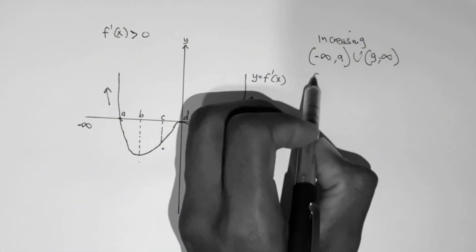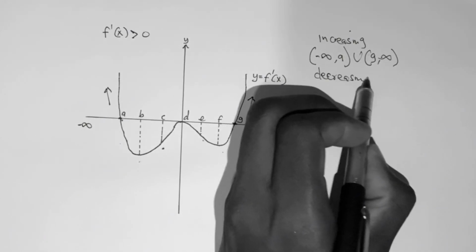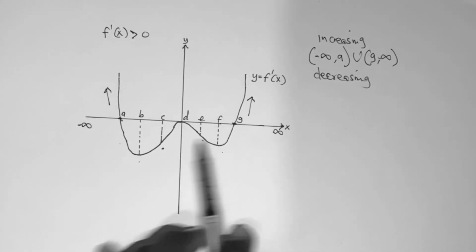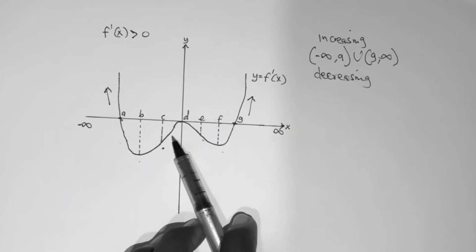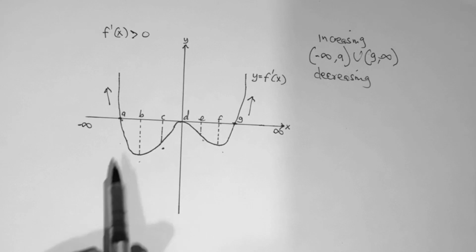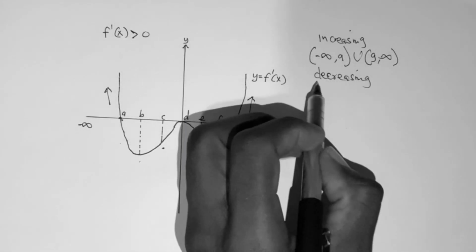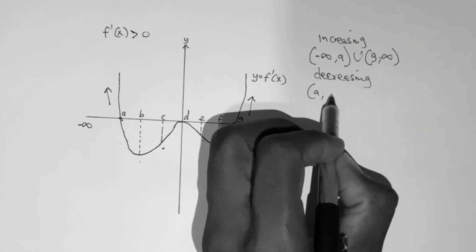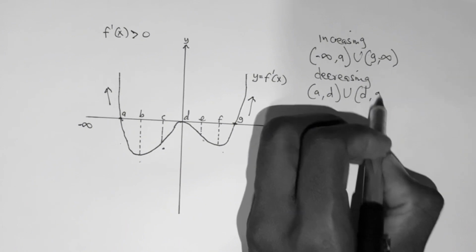Now let's talk about the region in which it is decreasing. So everything below the graph is the region in which the function is decreasing. So for the decreasing, we are talking about a to d and then d to g. So that is a to d in union with d to g.